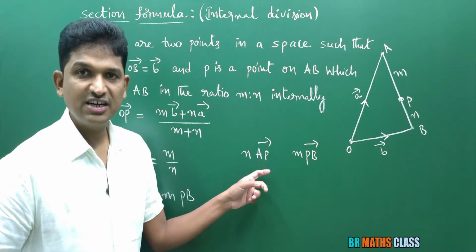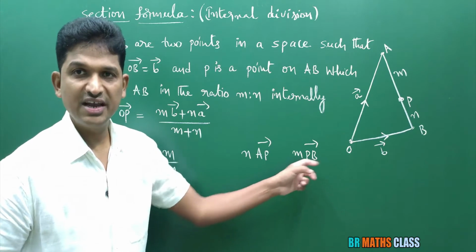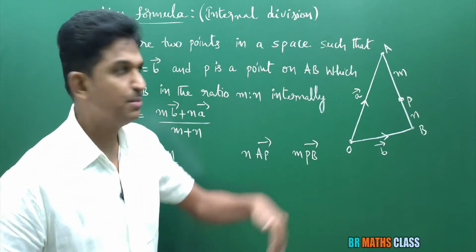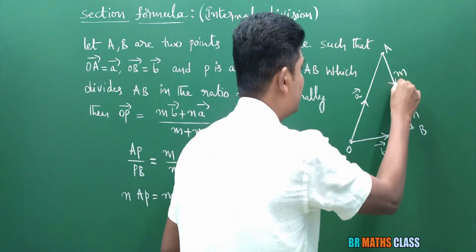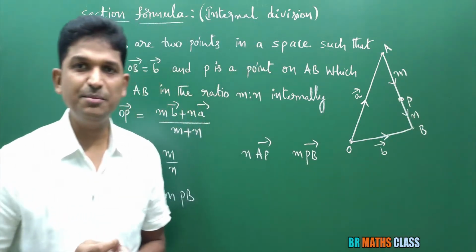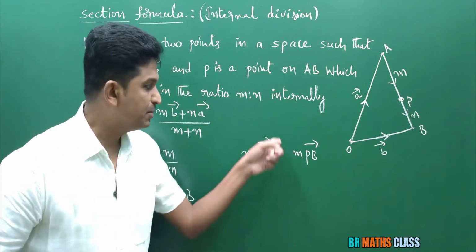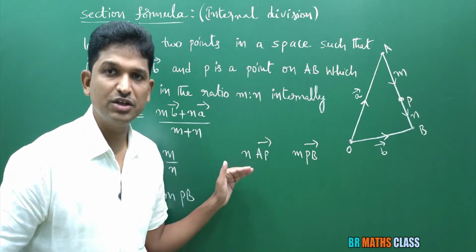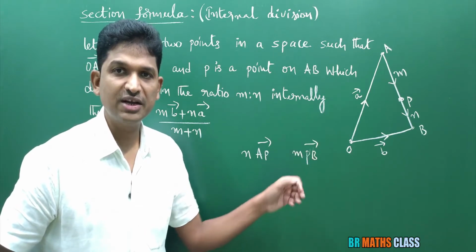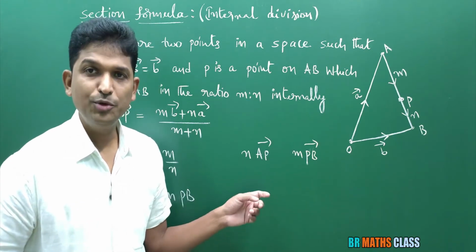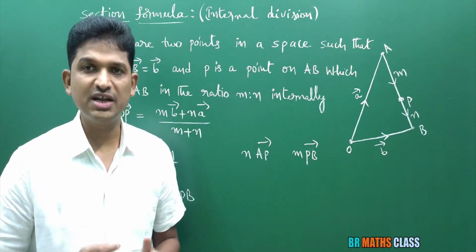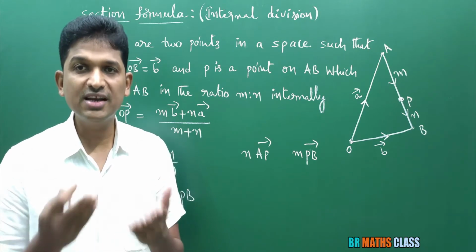AP bar means it is directed from A to P. PB bar means it is directed from P to B. If you observe this diagram, AP bar and PB bar are in the same direction. You see, this is AP bar, this is PB bar. So what is the direction of n into AP bar? It is along the direction of AP bar. What is the direction of m into PB bar? The direction of this vector is along the direction of PB bar. And we came to know that AP bar and PB bar are in the same direction. These are the two vectors which have the same direction. Now I will calculate their magnitude.